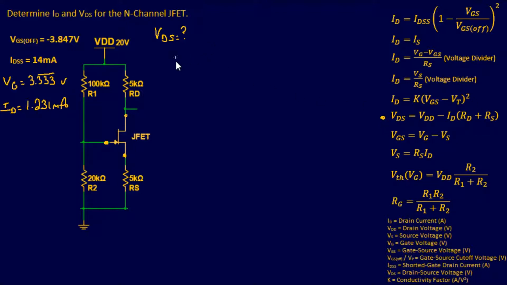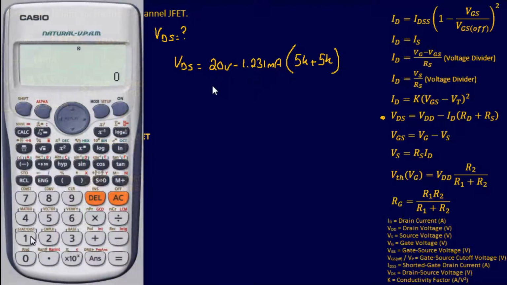So tell you what, I'm not going to redo the whole equation. It's pretty much going to be 20 volts minus, and we have our drain current now, which is 1.231 milliamps. And it's going to be multiplied times your drain resistor and your source resistor. So it's going to be 5K and 5K. I'll tell you what, I'll just show you that I did both. Even though we can do it in our heads and we know it's 10K.